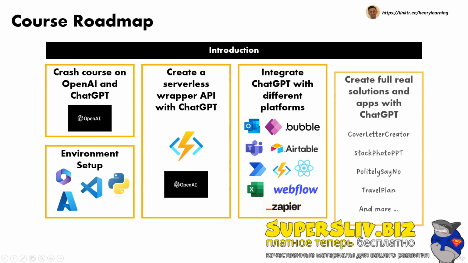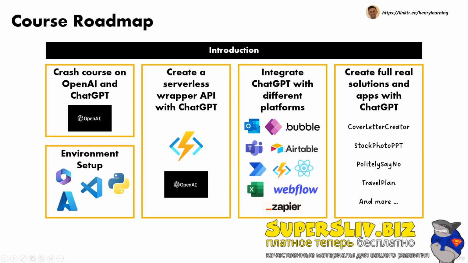Finally, and probably the most exciting thing, is we will create full, real solutions and applications with ChatGPT. For example, we'll create a very cool application called CoverletterCreator.io. A similar app to this actually received a lot of funding using ChatGPT. So, if your goal is to make an app that makes money, this is definitely where a lot of Silicon Valley dollars are going these days. We'll create an app called Stock Photo PPT. We'll create an app called Politely Say No, which will be an Outlook extension.